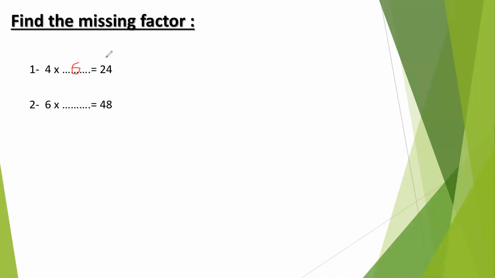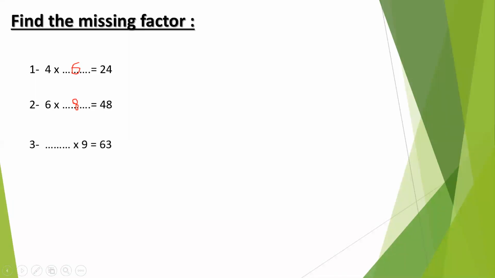So you have here to find the missing factor. Number 2, let's see. 6 multiplied by a number, the answer will be 48. What is the number that if I multiply it by 6, the answer will be 48? Timetables, okay? The number is 8. That's right. So here 8.